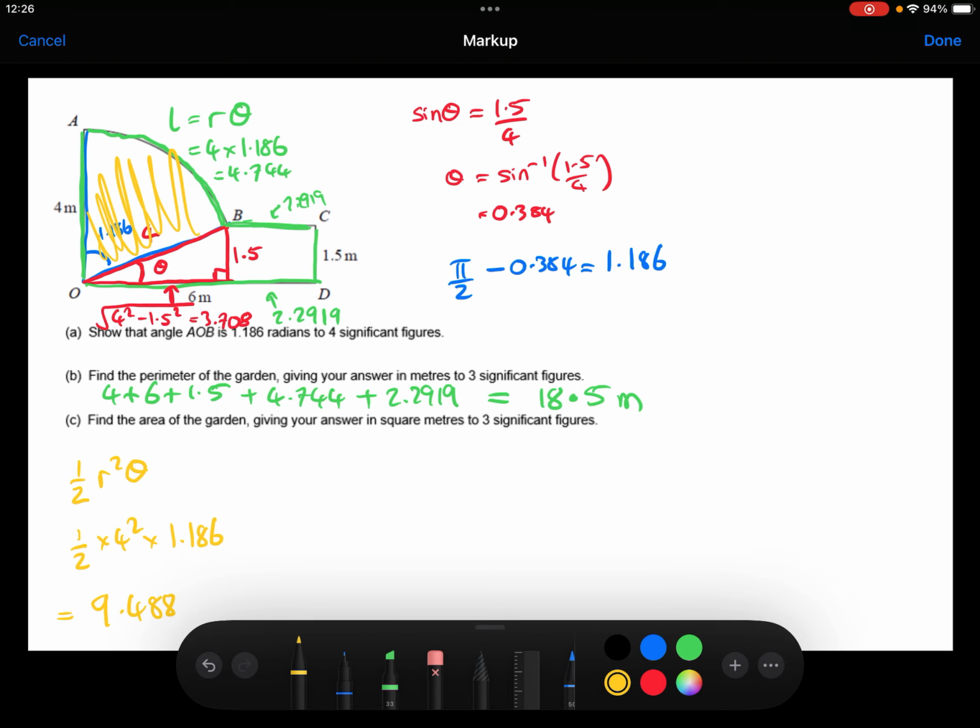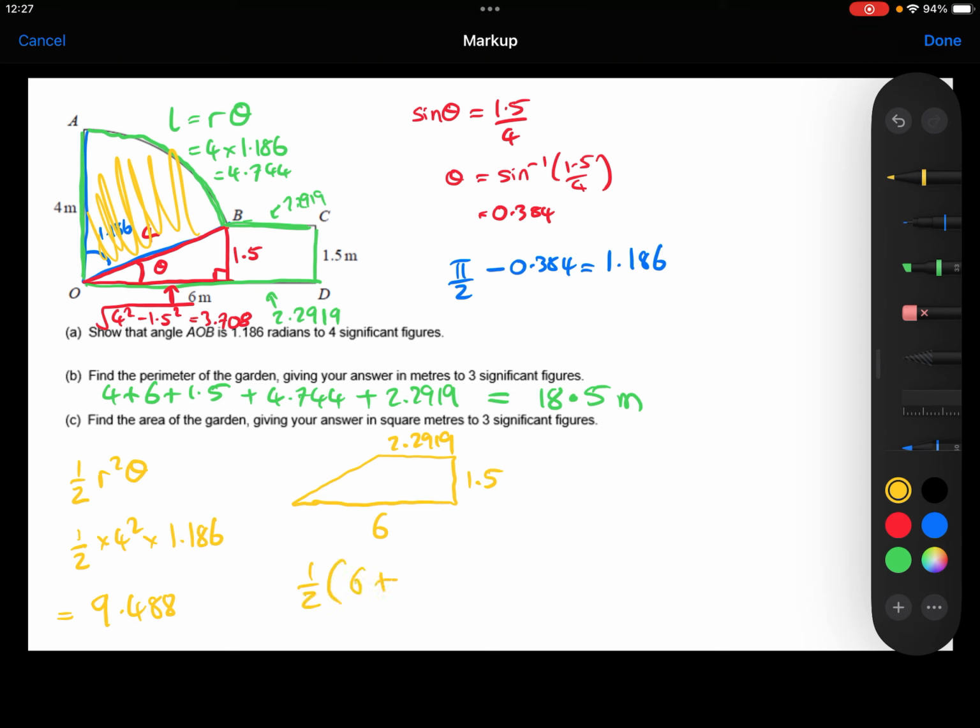We now need the area of the trapezium here. Let me just draw that out just to make that trapezium super clear. You could do it as a triangle and a rectangle if you want, but I'm going to do it as a trapezium just so the calculations are easier. So, using the formula for the area of the trapezium, we've got half of 6 plus the 2.2919 that I worked out before, times 1.5, which gives 6.218925. If we add that together with the sector, we get that the area of this garden is 15.7 metres squared.